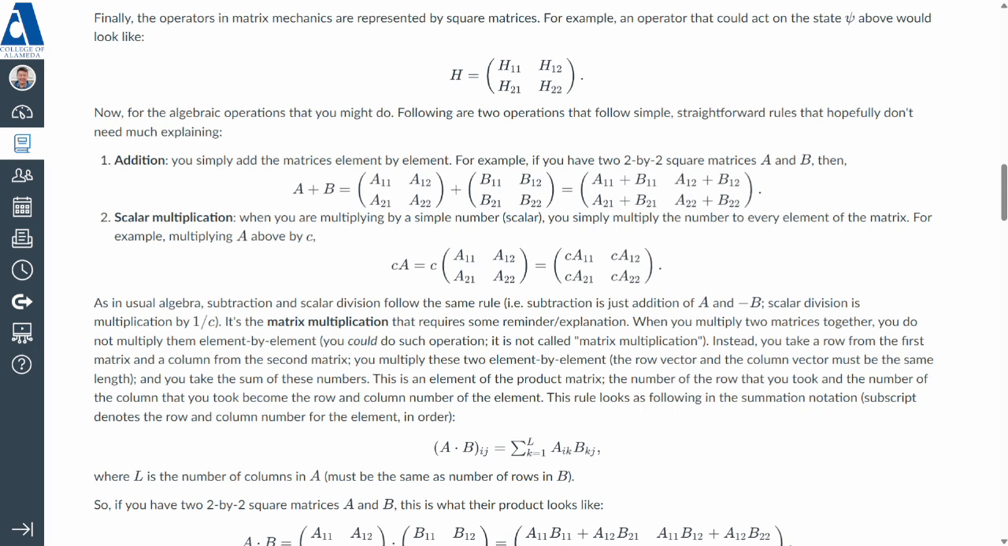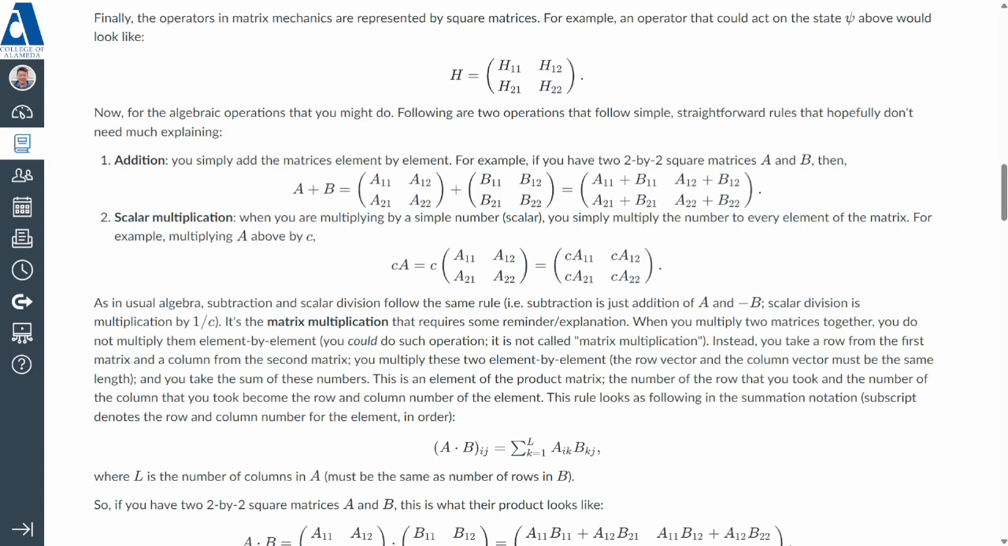Row 1, element 1, C times A11. The second element in row 1 is C times A12. And the first element of row 2 is C times A21. And the second element of row 2 is C times A22, again enclosed by round parentheses. As in usual algebra, subtraction and scalar division follow the same rule. That is, subtraction is just addition of A and minus B. Scalar division is multiplication by 1 over C.